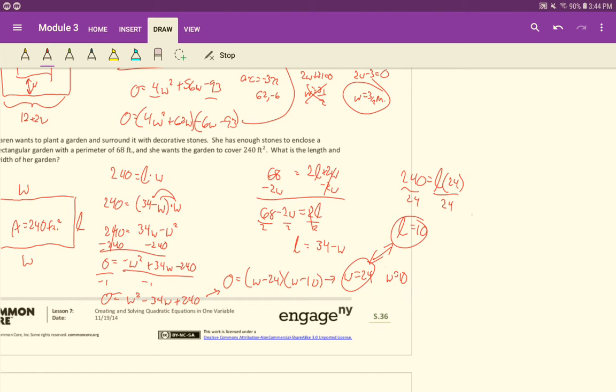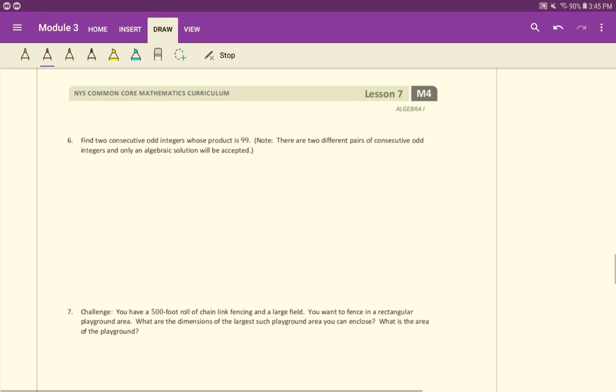If W is 10, divide both sides by 10, L is 24. And so those two go together as well. Okay, so either the width is 24 and the length is 10, or the width is 10 and the length is 24. All right, next, 6.